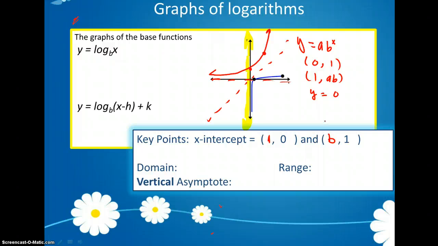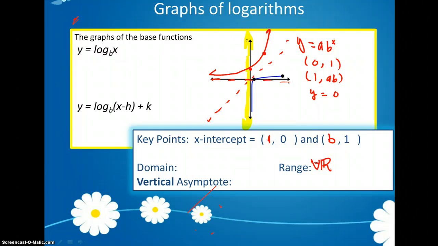Here's what we loved about the earlier situation: the domain was all real numbers. But now the domain and range are switched. So instead, our range is all real numbers. That's just some symbolism, and it's okay for us to use.